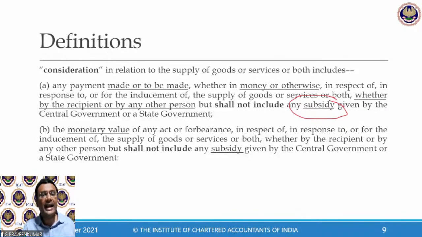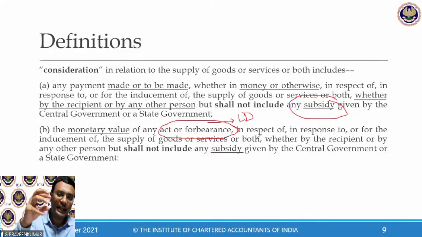Monetary value of act or forbearance in respect of or in response to a supply, and it also does not include subsidy given. Now here they refer to something called act or forbearance. Everyone understands the activity of act. Forbearance is connected with something called LD. We had discussed this example of LD, liquidated damages, in the previous session, where we were talking about the example of L&T and Infosys.